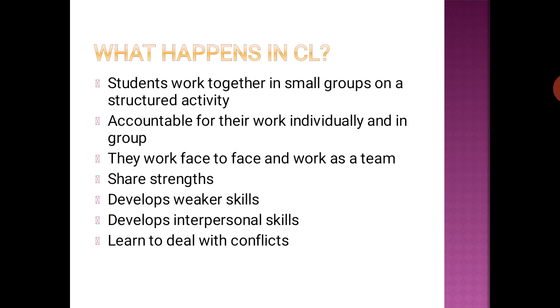Now move on. What happens in collaborative learning actually? What are the processes going on in collaborative learning? Students work together in small groups on a structured activity. From this we can understand the difference between collaborative learning and the traditional classroom. Collaborative classroom definitely indicates what is not happening in a traditional classroom. So this is actually the difference. Students work together in small groups on a structured activity. I told you they work in small groups as a team. But the activity is structured.